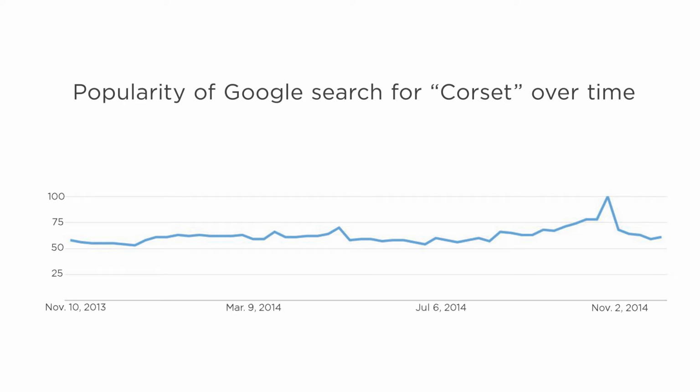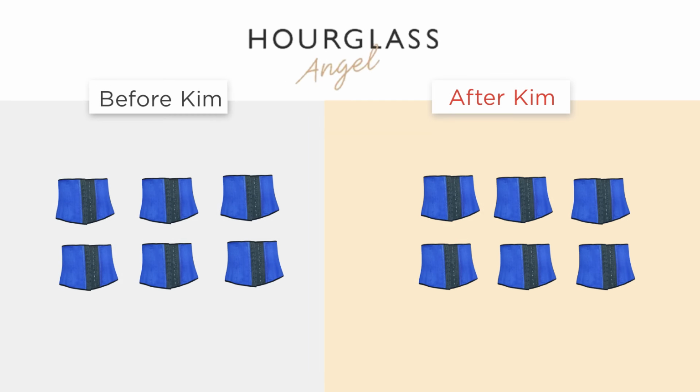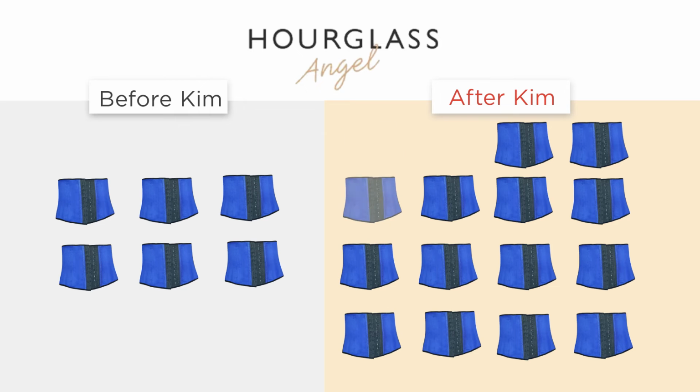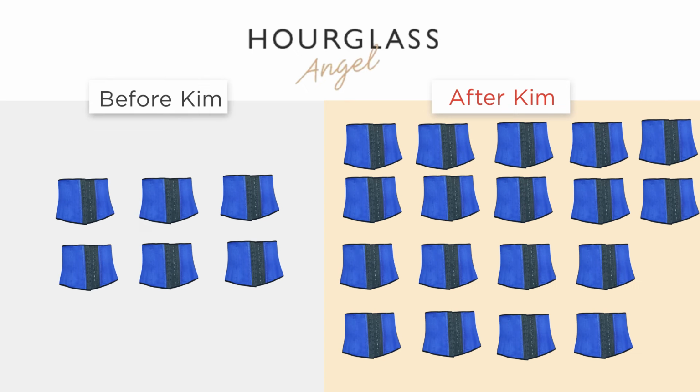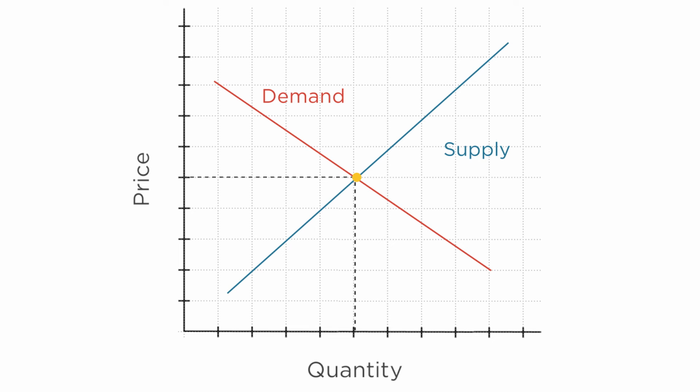Check out this graph of Google searches for the word corset. See that huge spike? That happened right after Kim's post. Hourglass Angel is a company that makes these waist training corsets. Their sales nearly tripled in the 2 years after Kim's post. This is illustrated in this graph of supply and demand.